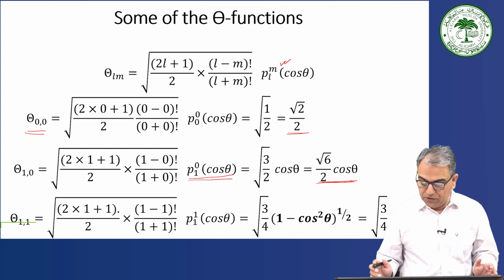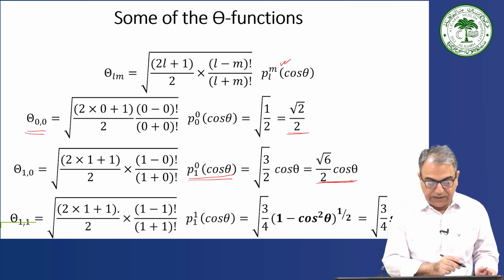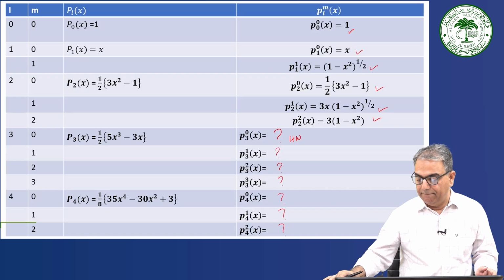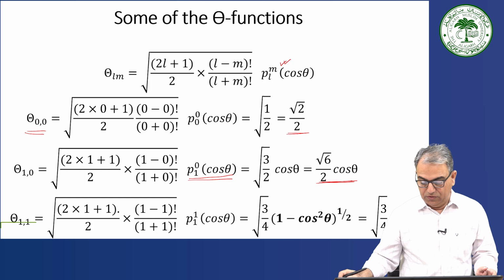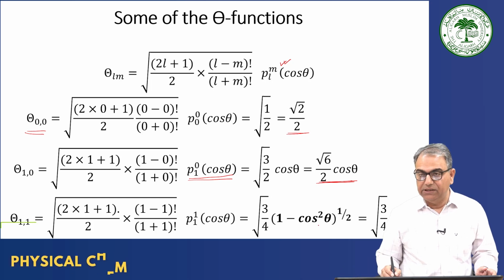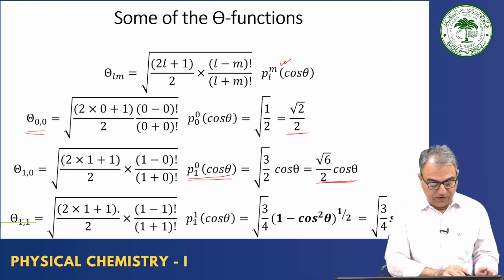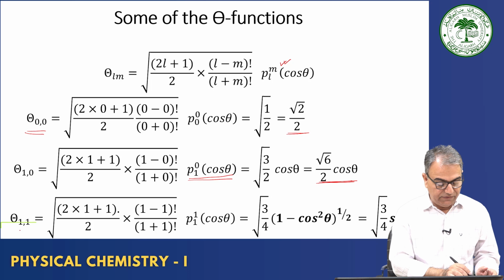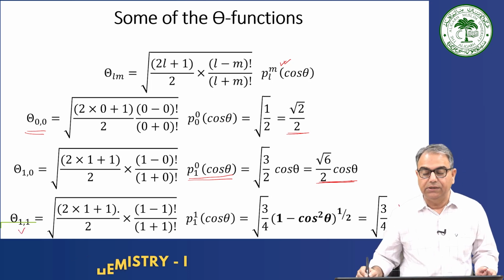So if this is the final solution, and if you go for theta 1 1, then theta 1 1 is 1 minus x square raised to the power 1 by 2, and x is equal to cos square theta, so 1 minus cos square theta raised to the power 1 by 2, and for 1 1 you have this root 3 by 4. Okay, so what can you write? 1 minus cos square theta is sin square theta, and raised to the power 1 by 2 will be sin theta. So theta 1 1 will be root 3 by 4 sin theta.